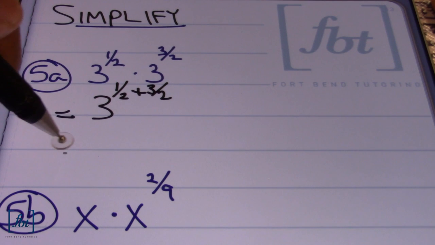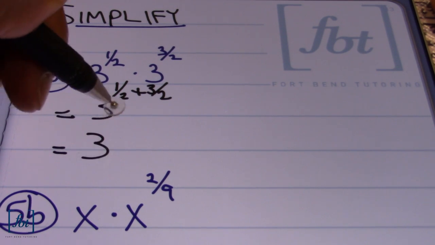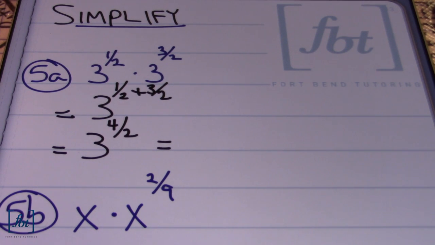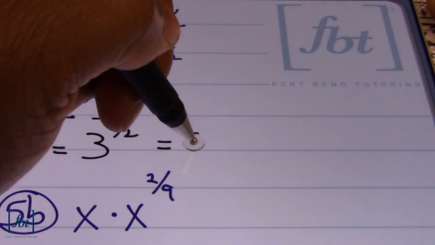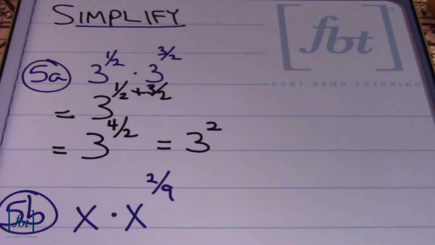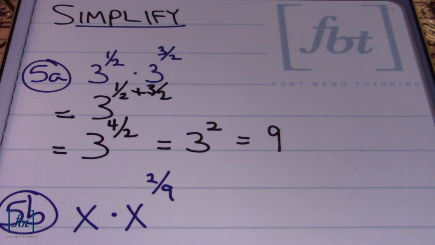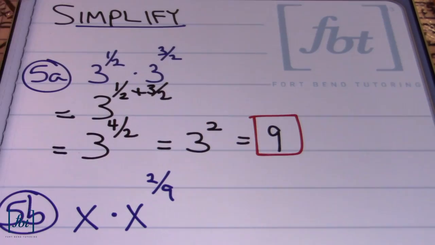Simplifying this, this gives us 3 to the 4/2. Simplifying our rational exponent, this is 3 squared, because 4 divided by 2 is 2. And 3 squared is 9. Red box it.